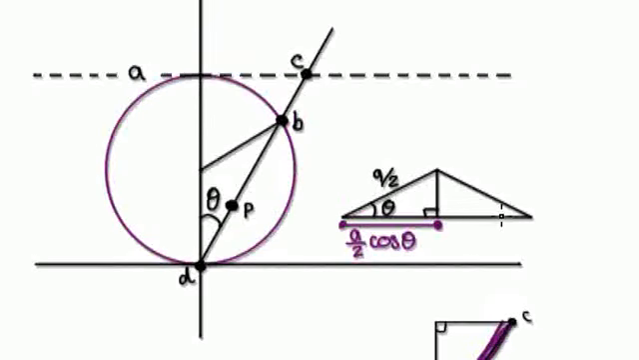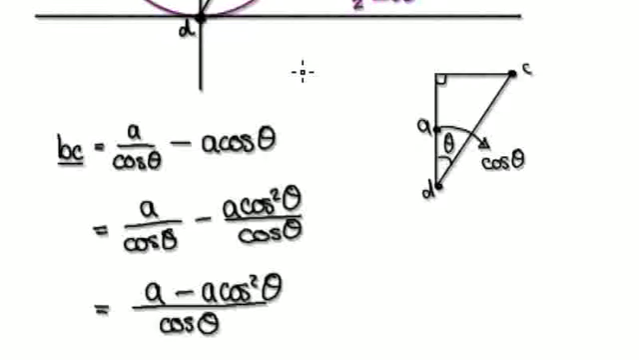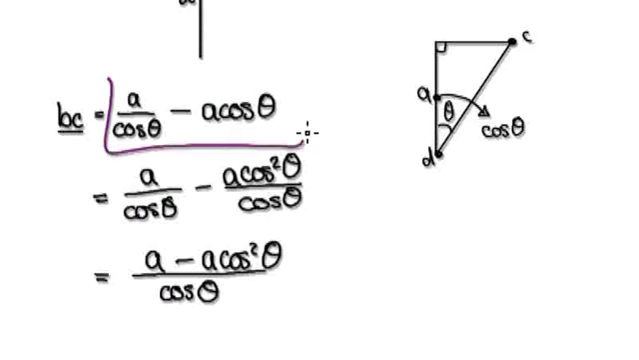So let's start again. If we can keep track of this length here, then we can keep track of x, and we can keep track of y. This length here, we're told in the question, is always equal to this length here. So to work out this length here, you would get the hypotenuse of the big triangle, take away BD. So BC is given by this.